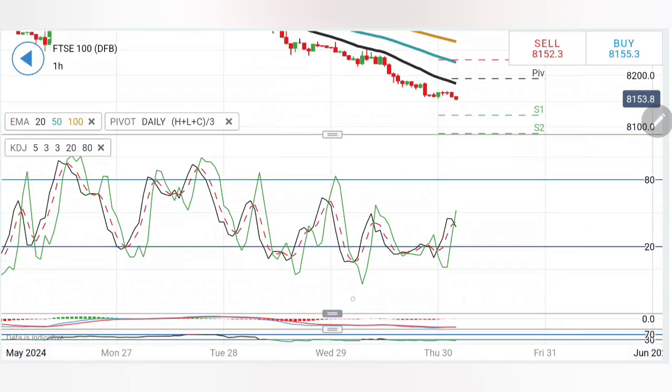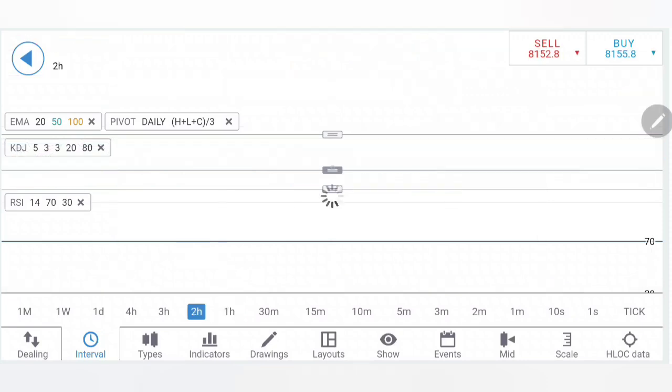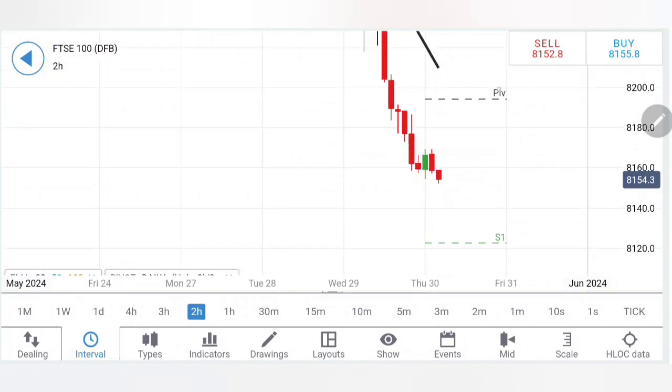strong resistance. Stochastic looking down, MACD has hit a bottom. It is trying to retrace a bit, but the bullishness is very little here. Yes, it is oversold on the RSI as well. On the 2-hour charts also, see, it is leaving this consolidation zone. Where this current candle closes is going to be of importance. Even you can sell here at 8150 levels. When you see the higher price below 8150, you can take a sell entry.